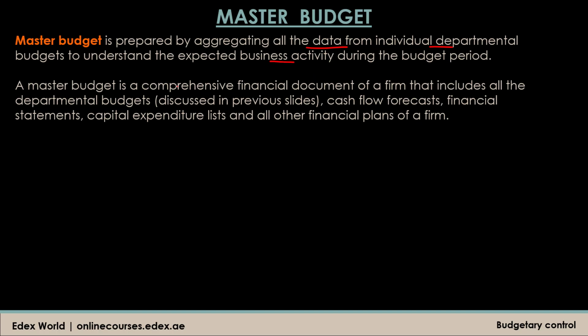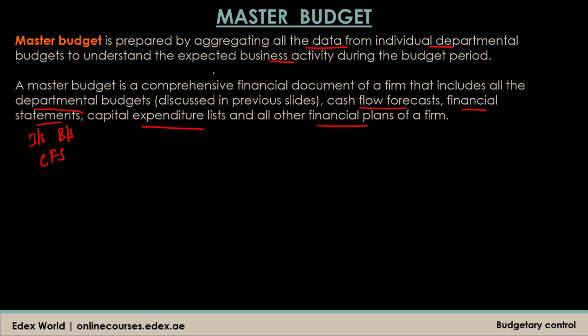So what are the contents of master budget? It includes all the departmental budgets that we've studied till now, cash flow forecasts, budgeted financial statements that can include the income statement, balance sheet, maybe cash flow statement also if a business wants to include. Then list of capital expenditure or budgeted capital expenditure that are going to happen, and any other document that will present the financial plan of a firm, that will also be included under the master budget.